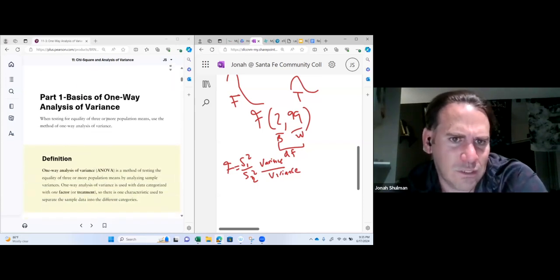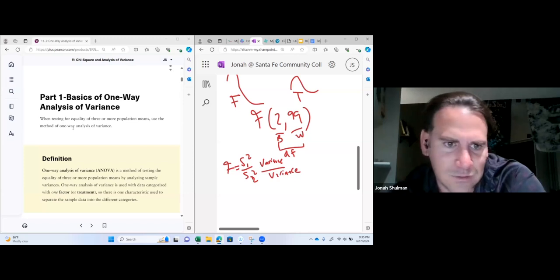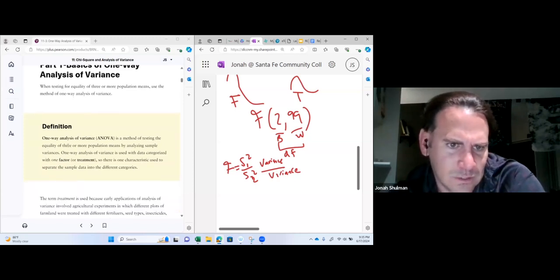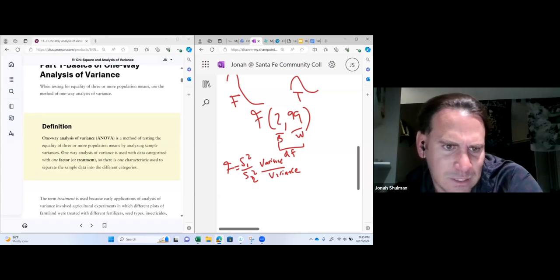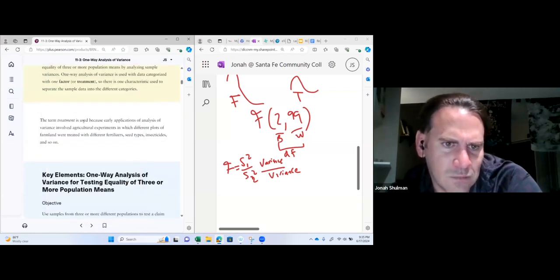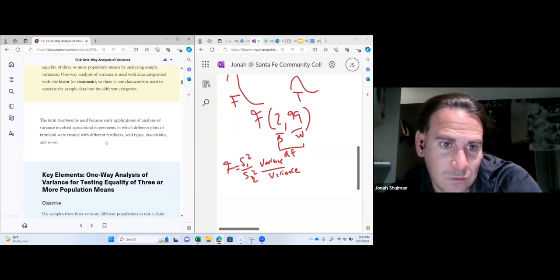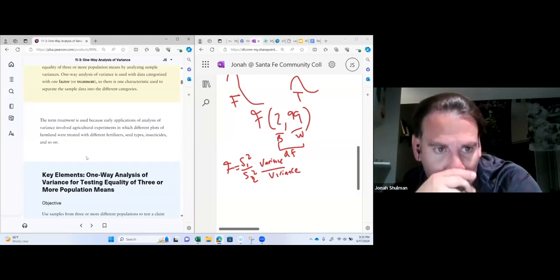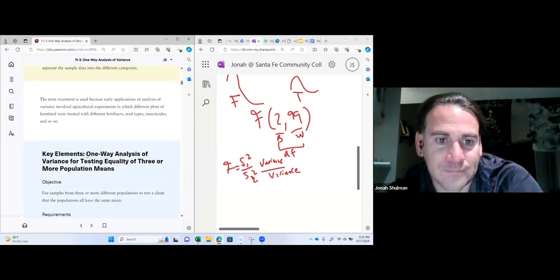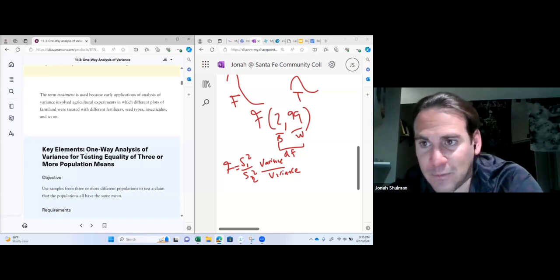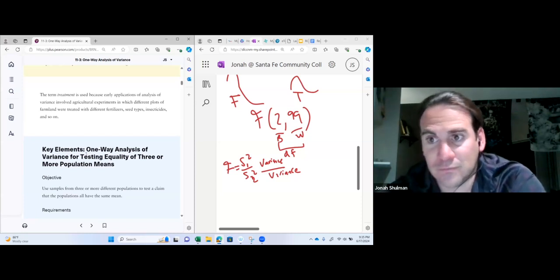When testing for the equality of 3 or more populations, use the method of a one-way analysis of variance. One-way ANOVA is a method of testing the equality of 3 or more population means by analyzing the sample variances. Ta-da. So you get 3 categories. The term treatment is used because early applications of variance involved agricultural experiments, in which different plots of farmland were treated with different fertilizer or seed types. Now we know why they first came up with this. They wanted to figure out how to grow the most and best food. Guess what comes into play?